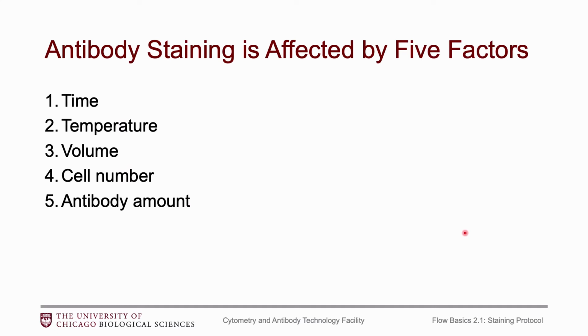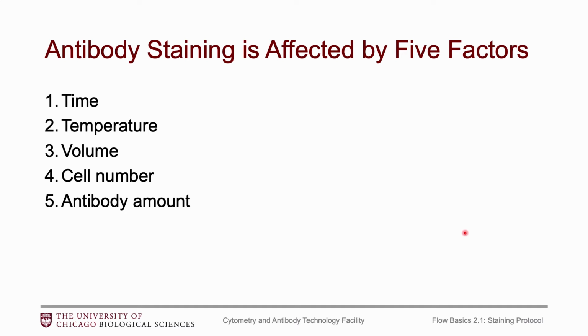There are 5 factors that will affect how your antibody stains, or essentially your results. Those factors are time, temperature, volume, cell number, and antibody amount. Now, as I mentioned in the beginning, we want to keep our experiments very consistent so that we can compare our experiments and interpret them appropriately.